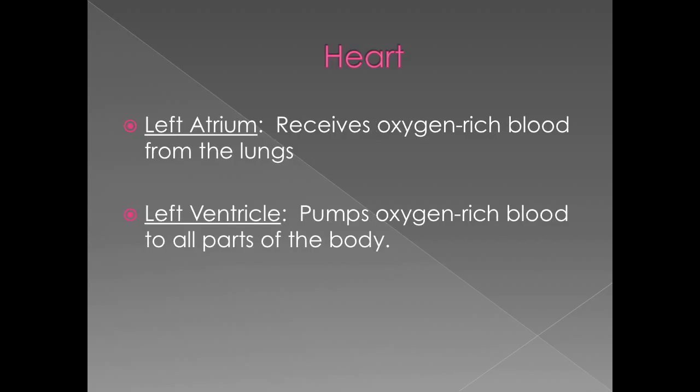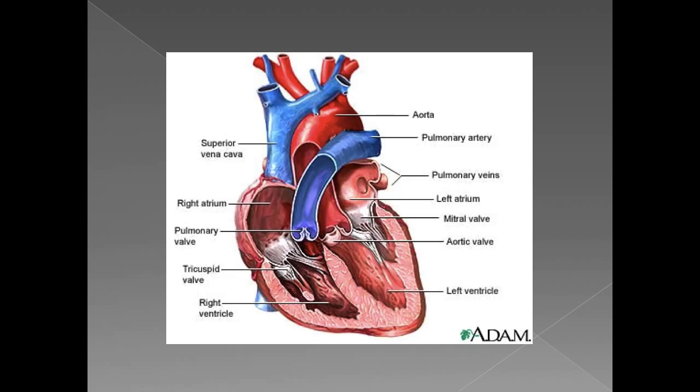Whereas with the left atrium, this one receives the oxygen-rich blood from the lungs. It has more oxygen in this blood. The left ventricle pumps oxygen-rich blood to all parts of the body. Here's a diagram of the heart.